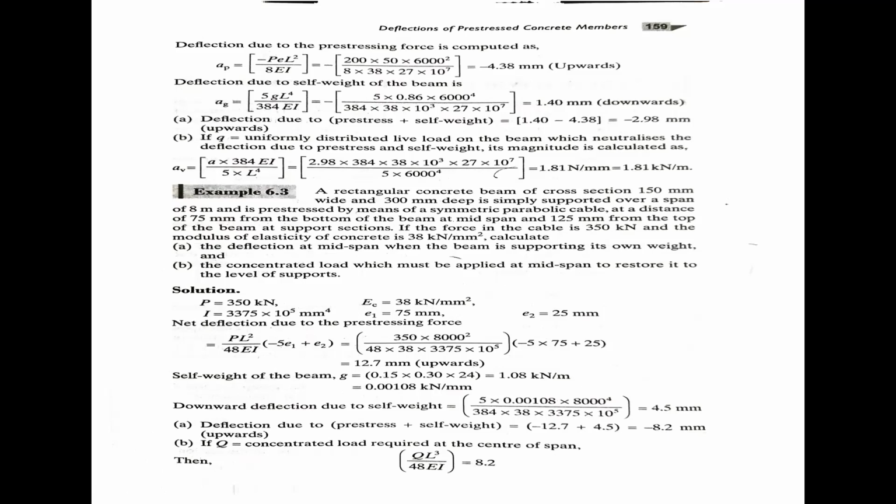That means downward deflection. Okay, now see the conditions. First one, the deflection due to prestress plus self weight: minus 12.7 plus 4.5, finally minus 8.2, a negative deflection, so the sign is upwards. The second condition is if Q is a concentrated load, that means a point load is given at midspan, you have to calculate the deflection. You have to write the formula QL cubed by 48EI, that equals 8.2. This is the total deflection.